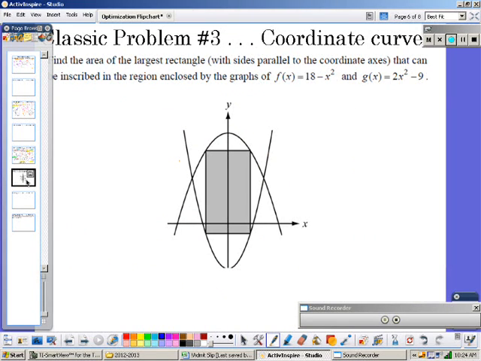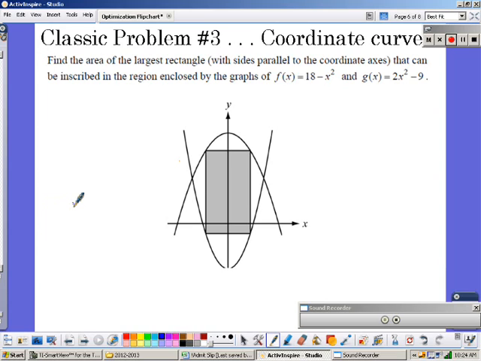There's one more type of classic problem that we're going to take a look at together, and it's a problem where you have something happening on a coordinate curve. So this problem asks us to find the area of the largest rectangle. There's our optimization. We're going to maximize the area that can be inscribed, stuck inside, the region enclosed by these 2 graphs. So we have an upside down parabola and a right side up parabola.